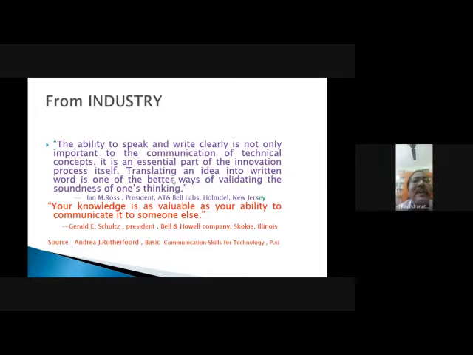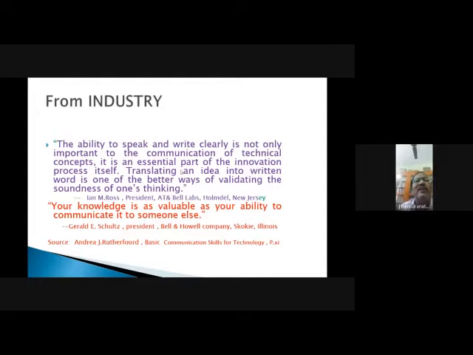And as Andrea Rutherford says, your knowledge is as valuable as your ability to communicate it to someone else. Yes, you have numerous ideas. You have myriad ideas in your mind. But if you are not able to translate them into words, and if you are not able to disseminate that knowledge, then the outside world cannot know your depth. It has no time or patience to look into your brain and see how knowledgeable you are.